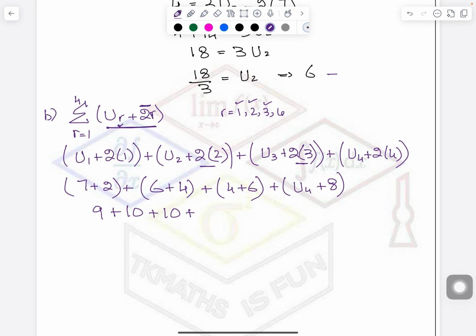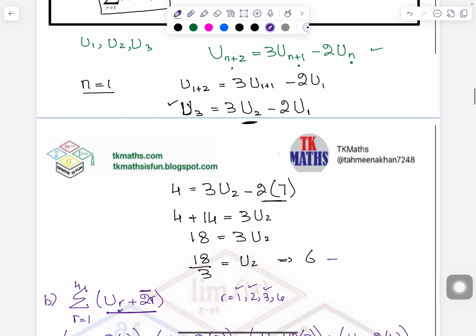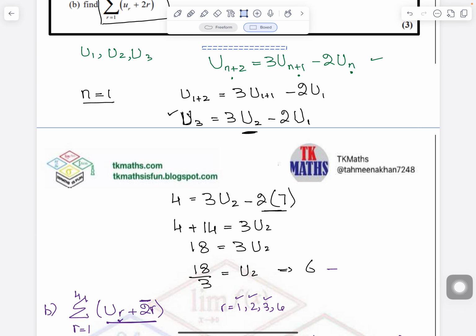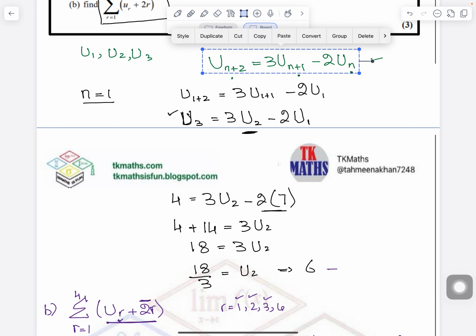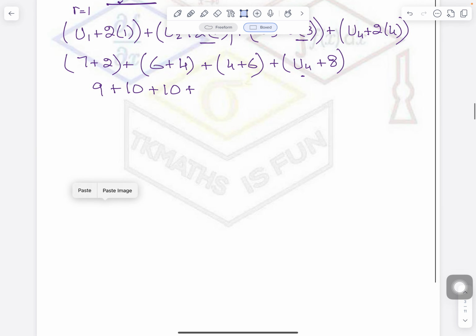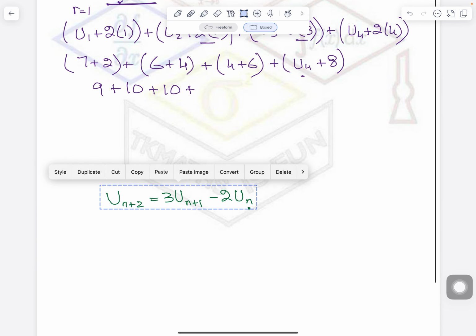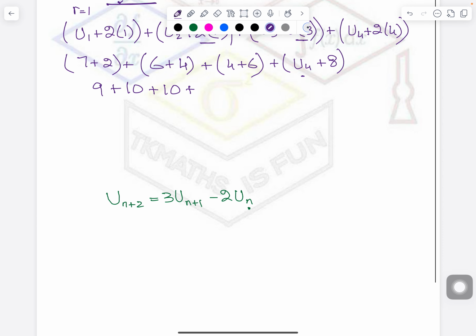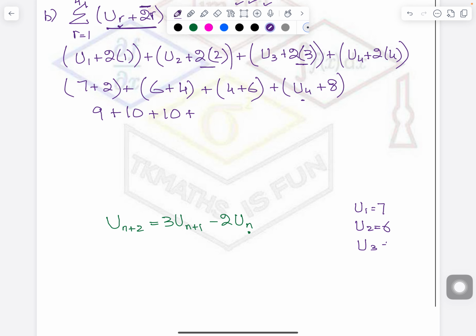Now let me find out U4 first and I will substitute here. To find out U4, we will follow the same technique. This one, so I'm copying it down. If you see, we already know U1 was 7, U2 is 6, U3 is 4. And now we have to find out U term 4.